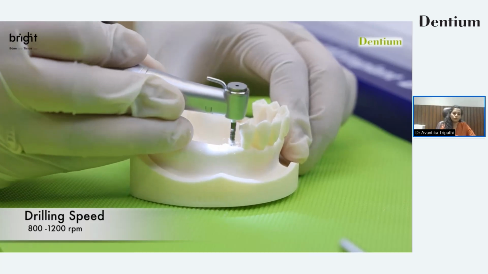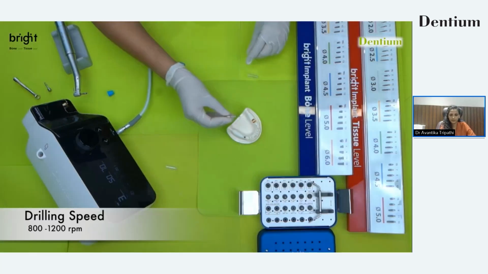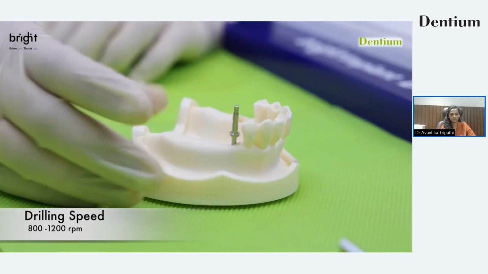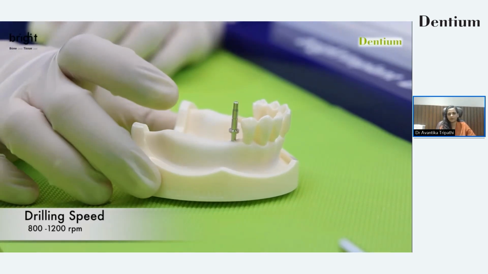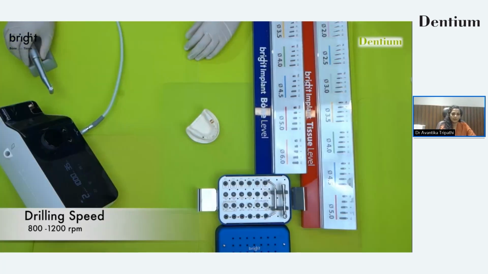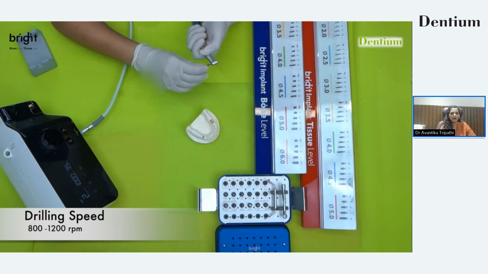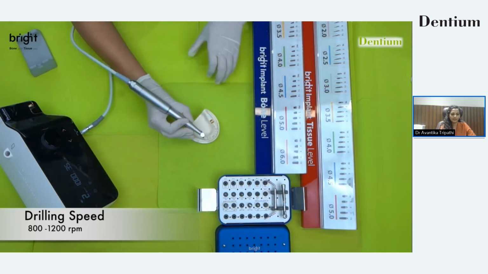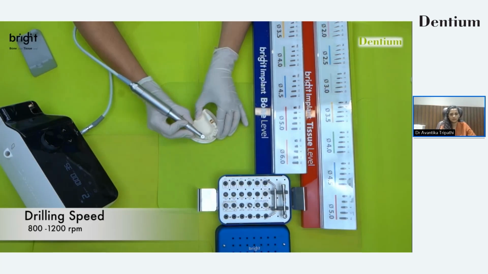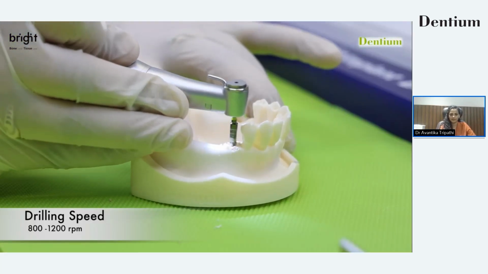If the bone is soft, we are going to use a drilling speed of 800 or 900 rpm. If the bone is hard, we are going to use a higher speed of 1100 to 1200 rpm. After doing the initial drilling, we are going to insert the parallel pin to check the orientation, angulation and position of the implant. After that, we are going to do the final drilling of 3.5 till the final depth.